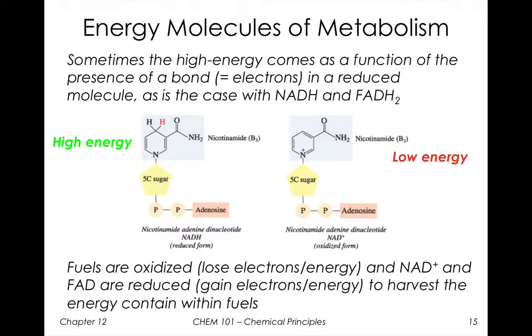Another way of thinking about high energy molecules is having reduced forms, right? Because a reduced molecule has electrons.